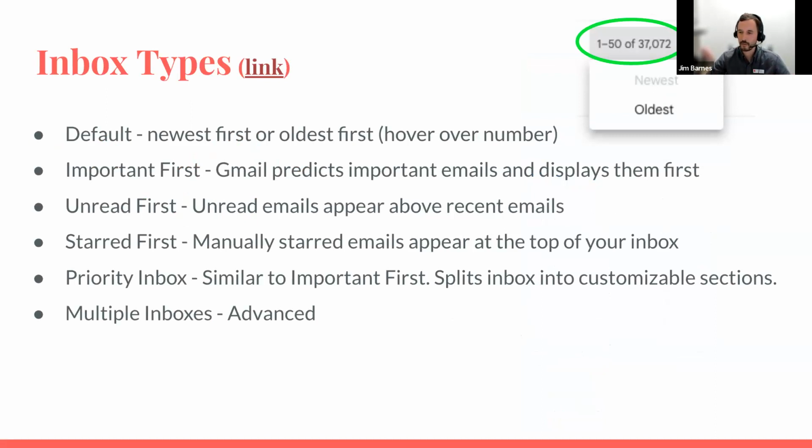If you're looking for something really old, like an email from 5 or 10 years ago, you can click on the number of emails in the top right-hand corner. When you're looking at your email, you'll see a number up there, how many emails are in your inbox. And if you click on that, it'll give you an option to change it from newest to oldest, so it'll reverse the order. And so, yeah, that's called default inbox.